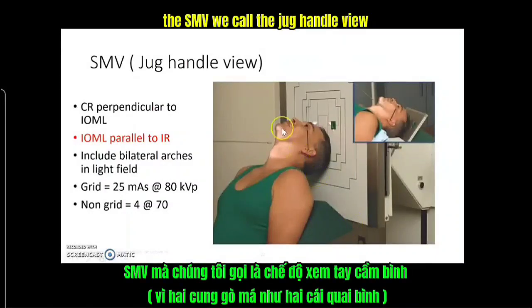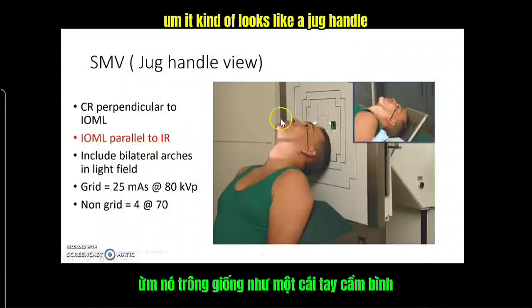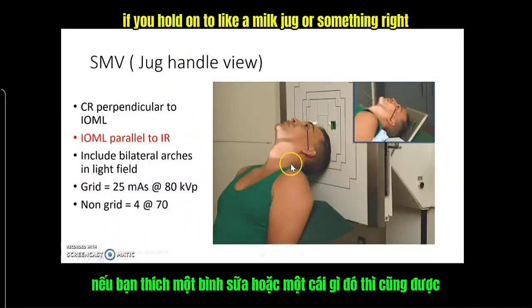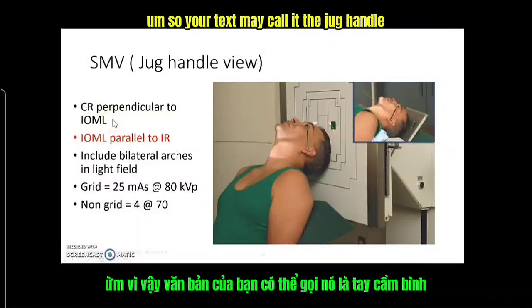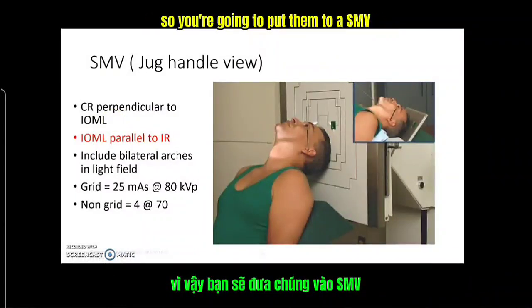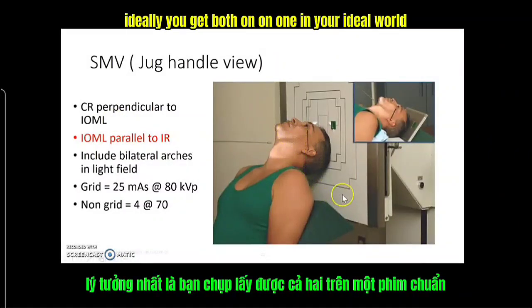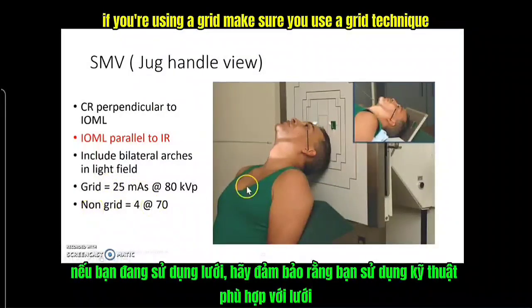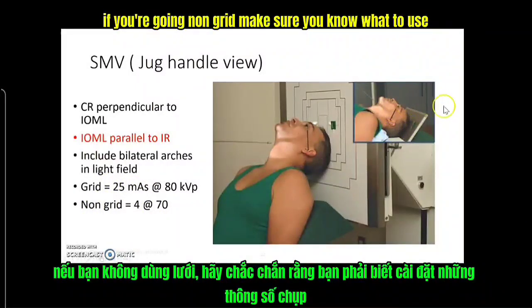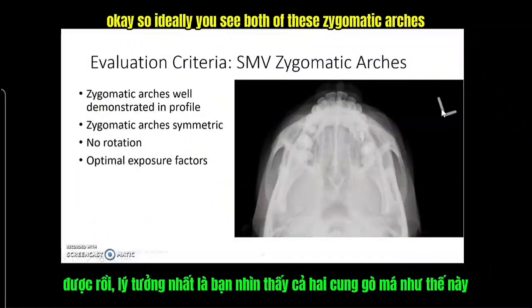The SMV we call the jug handle view. It kind of looks like a jug handle if you hold on to a milk jug or something, right? So your text may call it the jug handle. So you're going to do an SMV. Ideally, you get both on one in your ideal world. If you're using a grid, make sure you use a grid technique. If you're going non-grid, make sure you know what to use, okay?